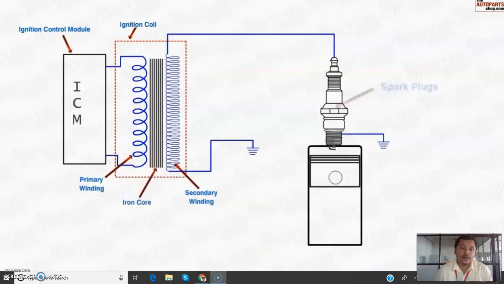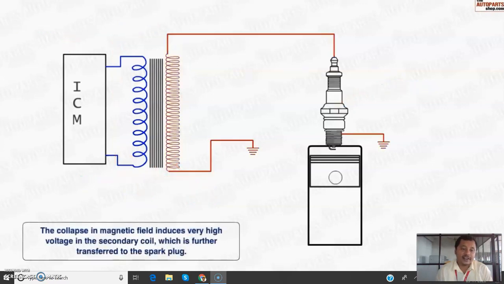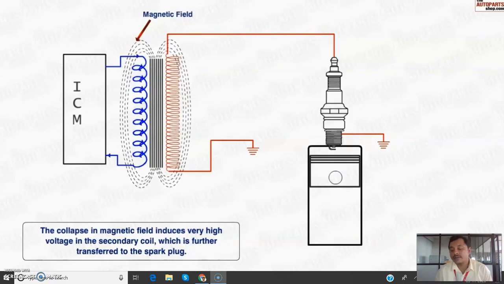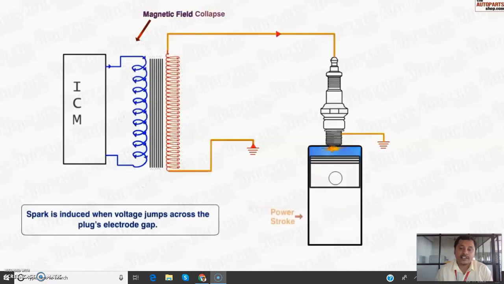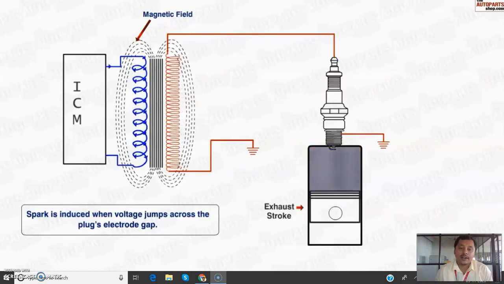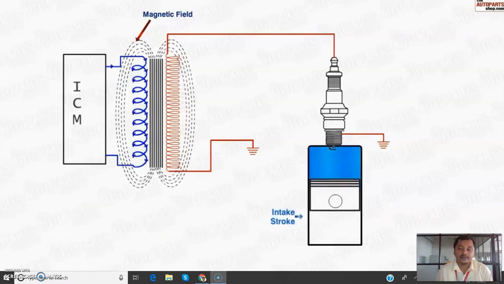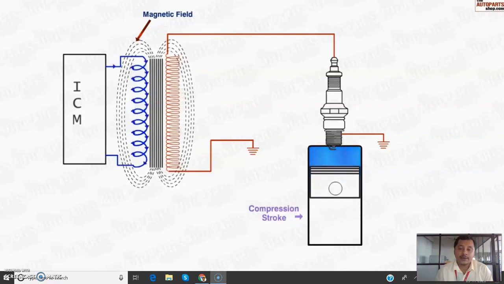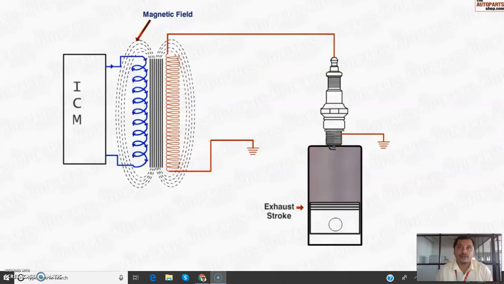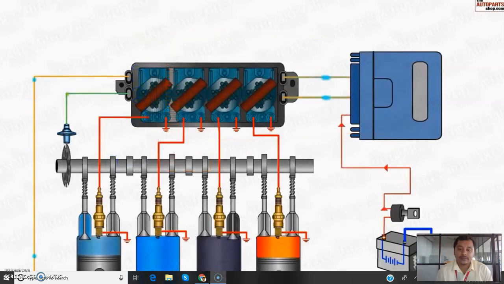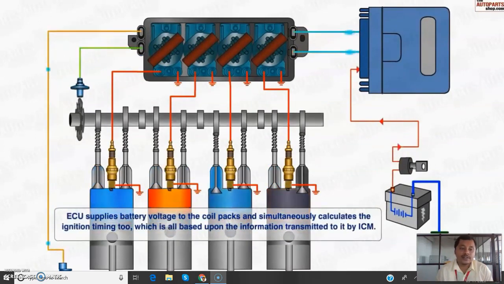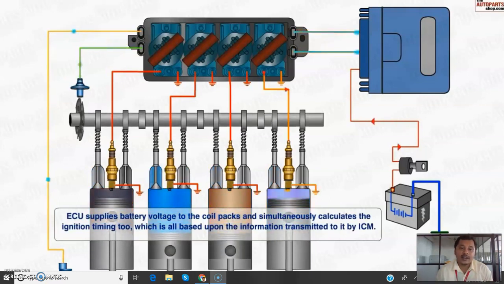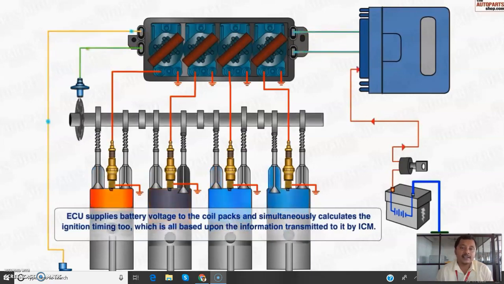So this is the ignition control module. It has primary and secondary winding. When the magnetic field collapses, it induces very high voltage in the secondary coil, which is further transferred to the spark plug in order to produce spark. When the high voltage current jumps from the central electrode to the ground electrode, a spark is created. The spark should be produced inside the cylinder during the power stroke. So this is how the ignition system produces the electricity needed for a very efficient spark inside the cylinder.